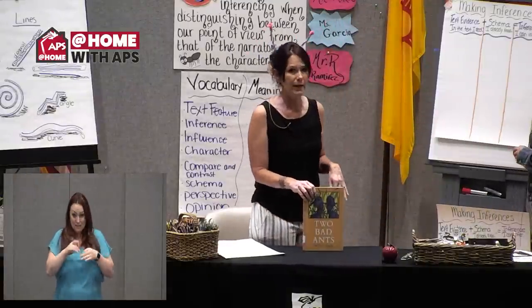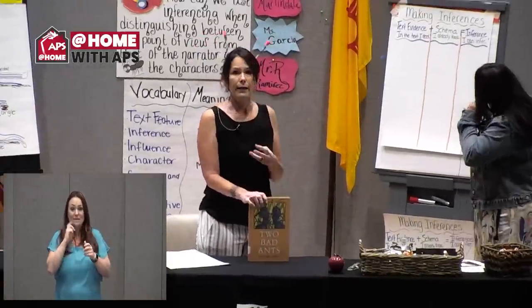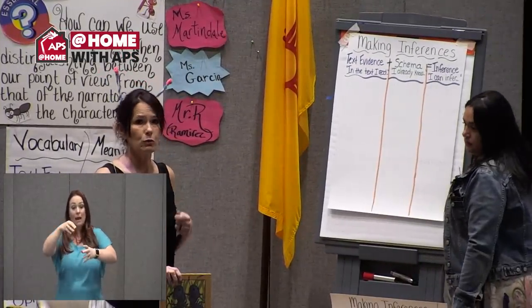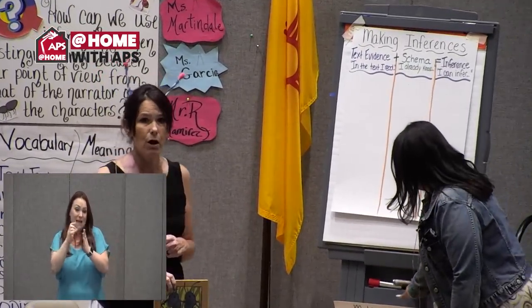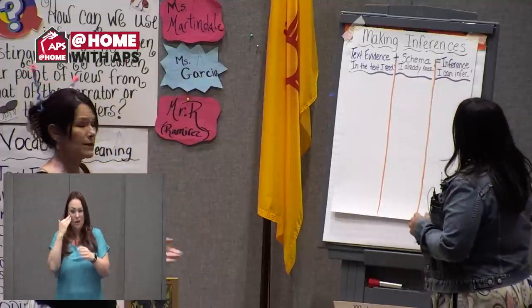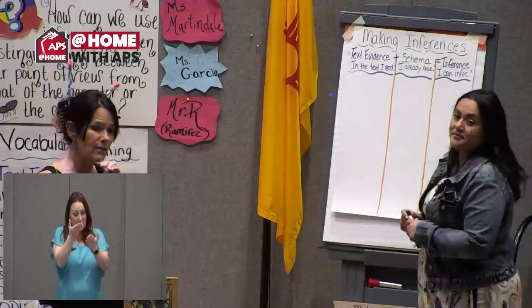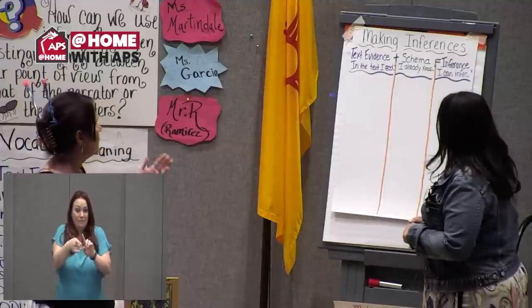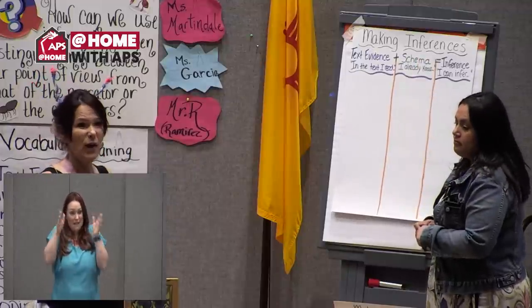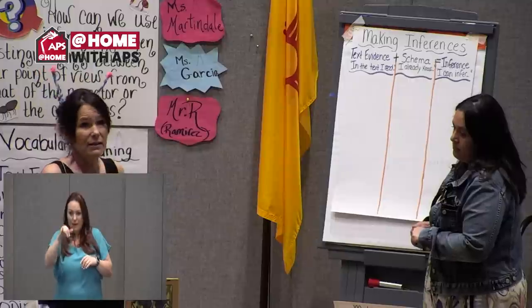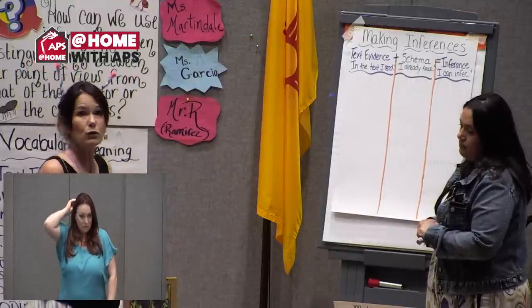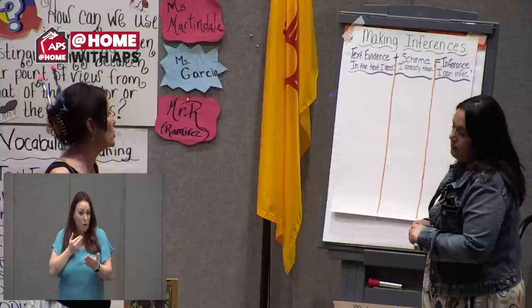My first column is my text evidence. And I remember that by saying, in the text I read, I can use quotations. I know we did a lesson on finding text evidence and quoting. So I know that my text evidence is something that is visible in my book. My schema, I did not know what schema meant, so I had to look it up. It's basically something you already know, something you've dealt with before from your prior knowledge.